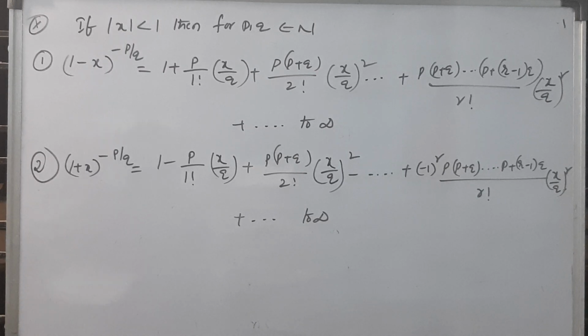So what is the formula for (1 plus x) whole power minus p by q? 1 minus p by 1 factorial into x by q, plus p into (p plus q) by 2 factorial into (x by q) whole square, minus and so on, plus (minus 1) power r into p into (p plus q) and so on up to (p plus (r minus 1) q) by r factorial into (x by q) whole power r, plus and so on to infinity. Okay.